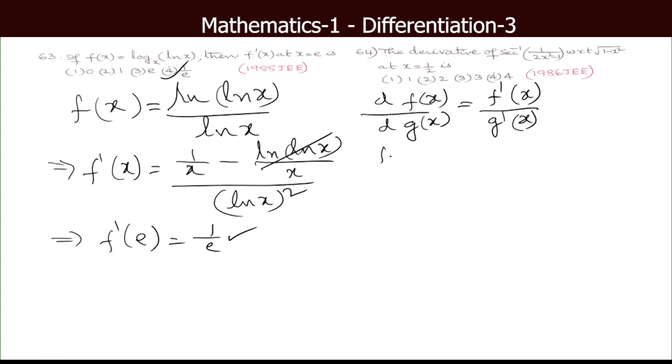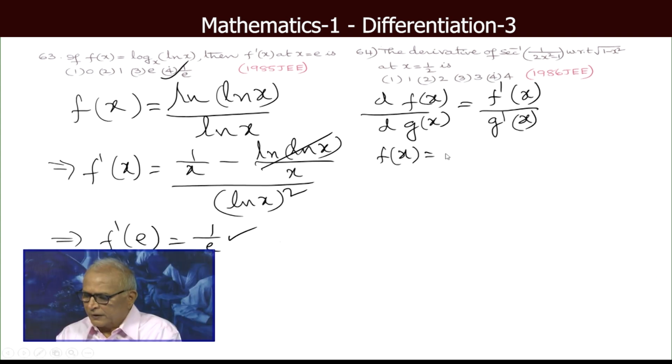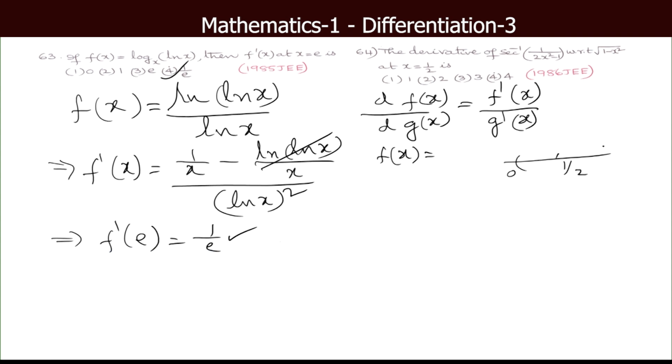But f(x) is arc secant of 1 by (2x square minus 1). Well, let theta equal to arc cosine x. X equal to half means you can choose a small neighborhood of half in 0, 1. So, when x lies between 0 and 1, theta equal to arc cosine x lies between 0 and pi by 2.